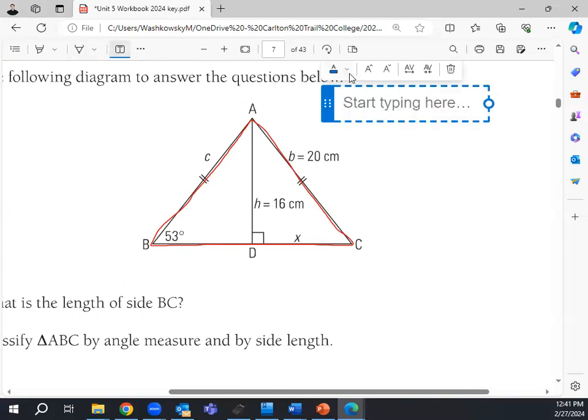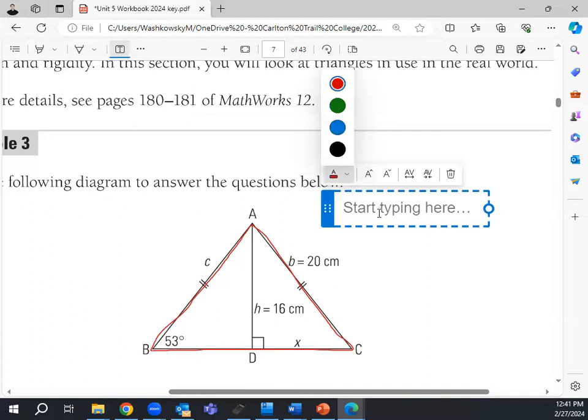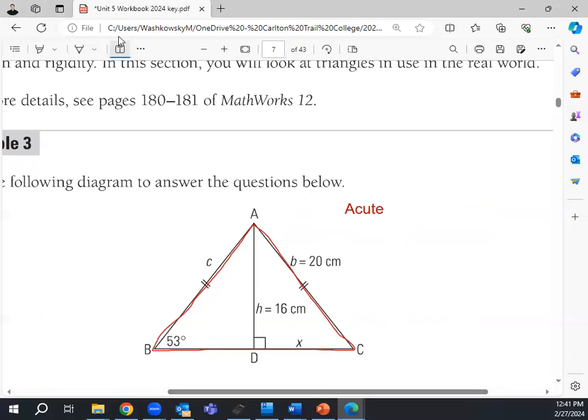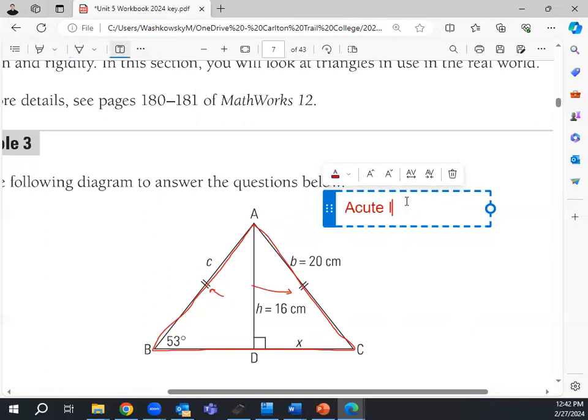So I'll use the same colors here because I'm going to use two different ones. So in terms of the red triangle, it seems like it's acute. But then what about the sides? What do we see with that? Isosceles. It's an isosceles, right? We see that we have these same markings here. So it's an acute isosceles triangle.